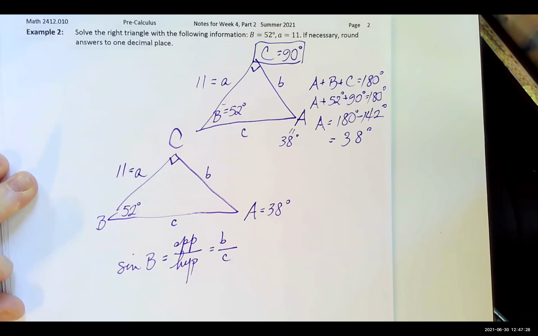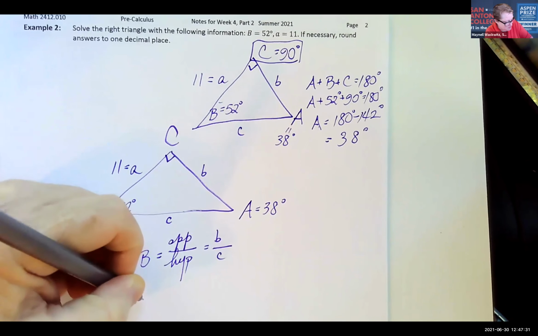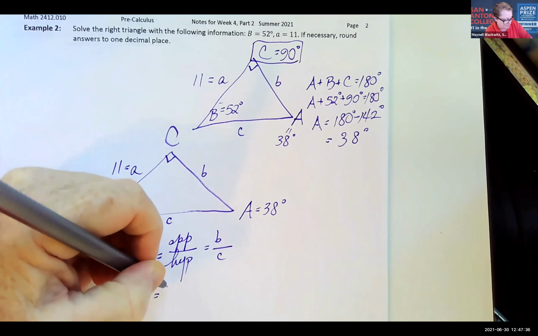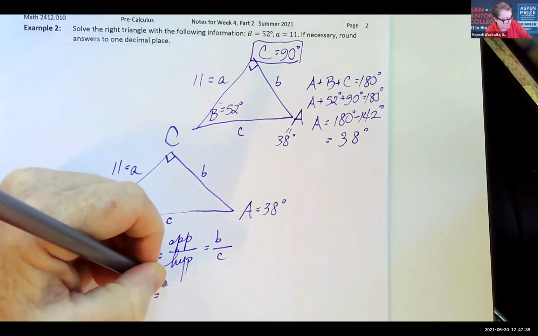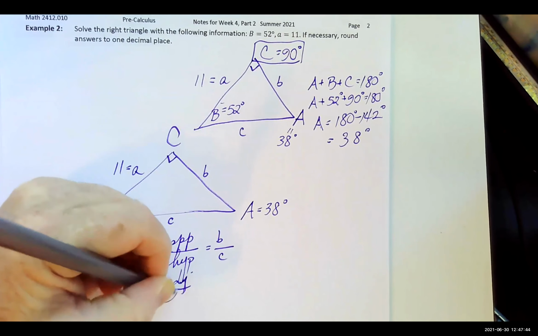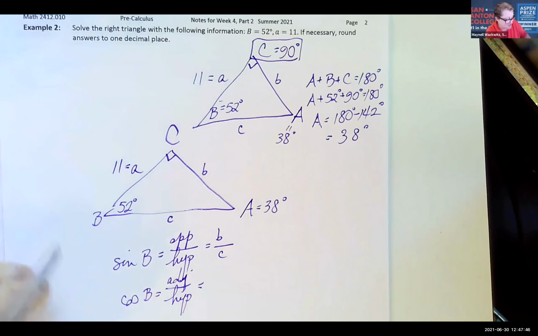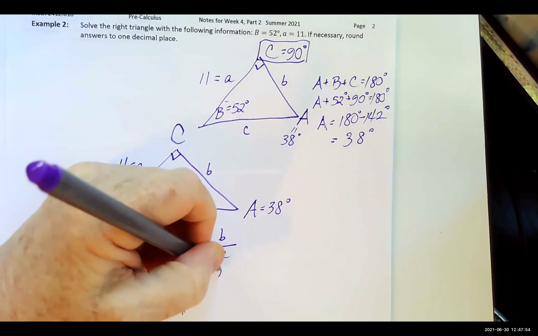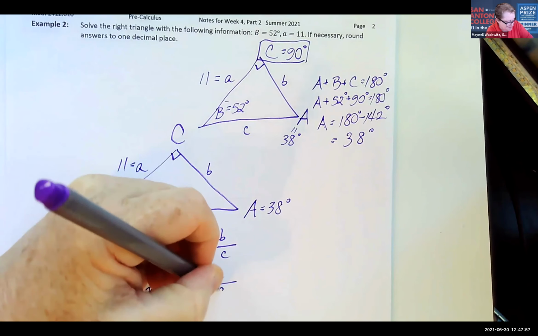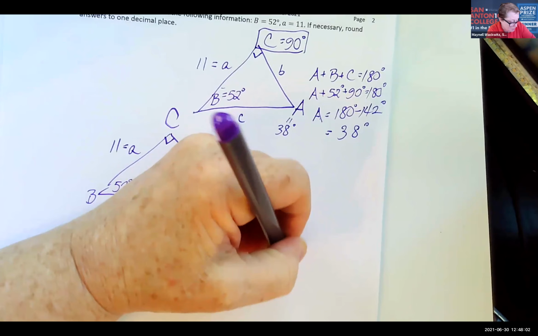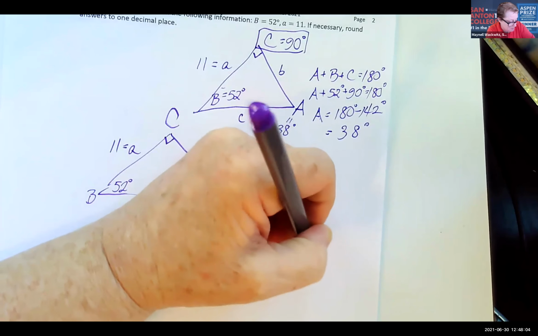We could do cosine. Sure. We know cosine of B, and in terms of the sides of a right triangle, that will be adjacent over hypotenuse. Good. The adjacent side is going to be 11. And the hypotenuse, of course, is c. So we get 11 over c equals the cosine of 52 degrees.